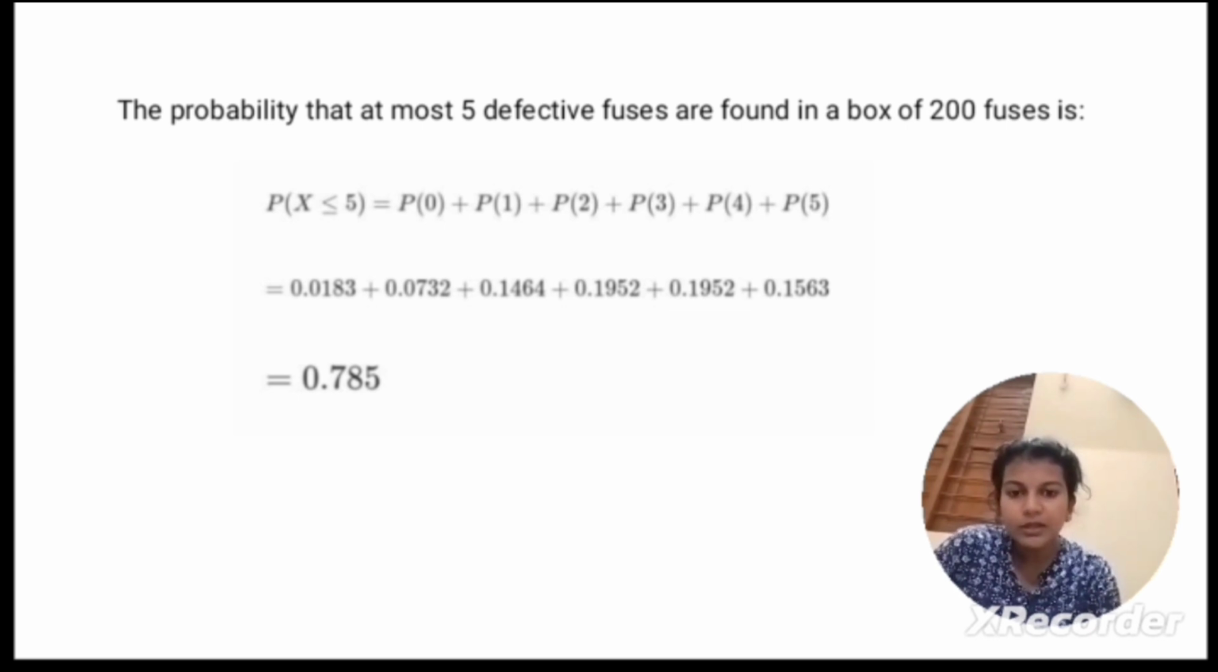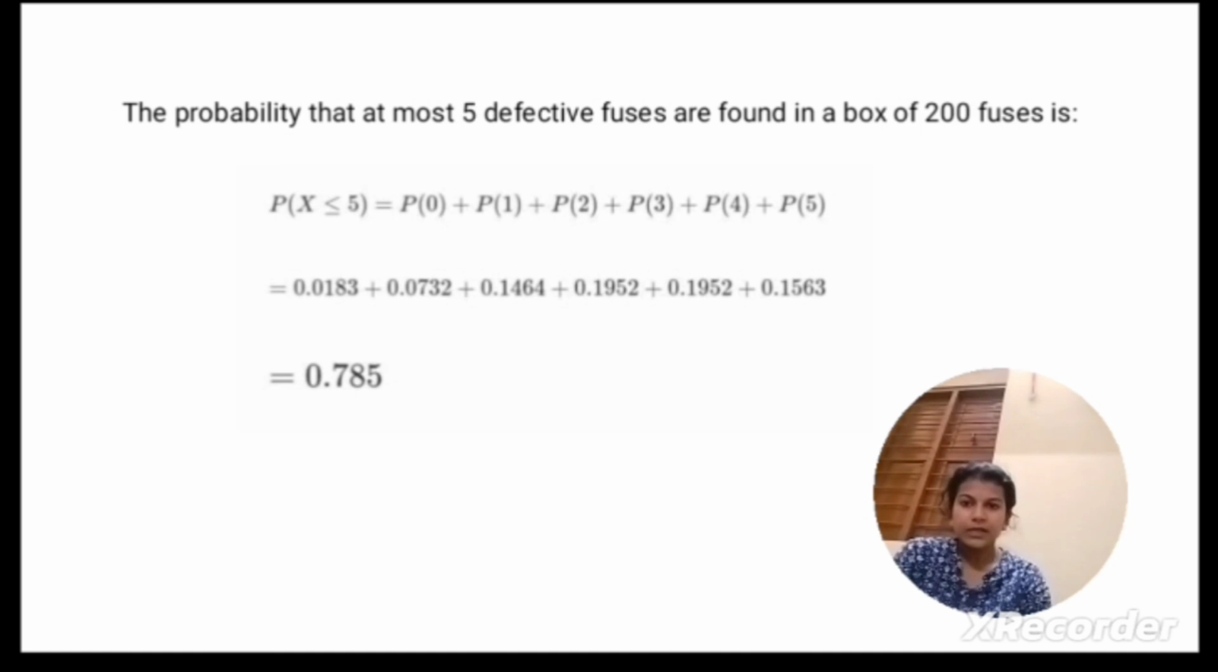So the probability that at most 5 defective fuses are found in a box of 200 fuses is P(x) less than or equal to 5. Why do we use less than or equal to here? Because we have to find the defective products only, so we use less than or equal to 5. So it equals P(0) plus P(1) plus P(2) plus P(3) plus P(4) plus P(5), which gives, after substituting these values and adding them all, 0.